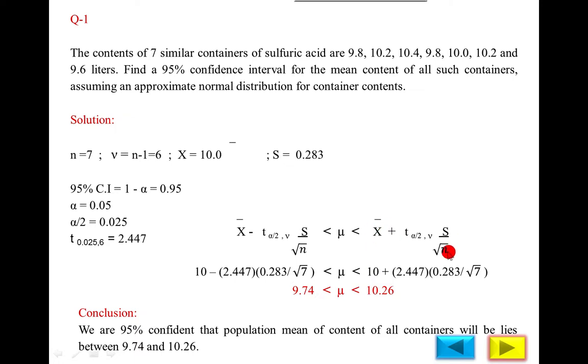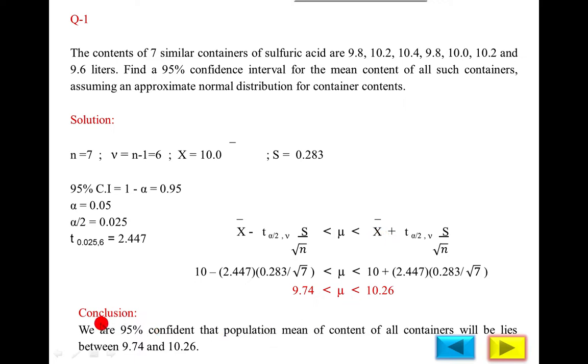Do the same for the right hand side, substitute all values, simplify, and you will obtain the lower and upper acceptable values, the confidence interval. First calculate this term and then subtract it from 10. If you first subtract this value from 10 and then multiply, it will be completely wrong. So first calculate this term, then subtract from the mean. For the upper value, first calculate this term, then add it to the mean x bar.